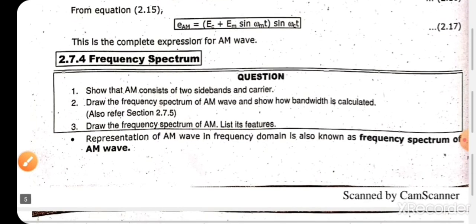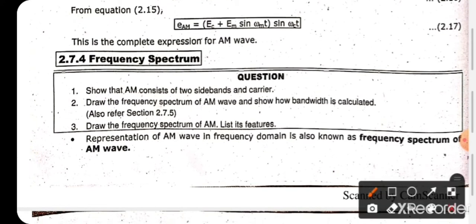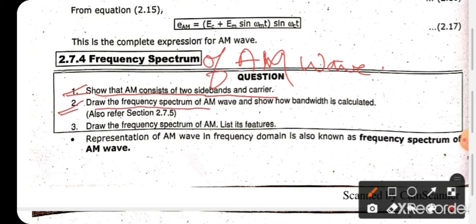Now come to the frequency spectrum of the amplitude modulated wave. In frequency spectrum, the question may be like this. First one is show that AM consists of two sidebands and a carrier. Second one is draw the frequency spectrum of AM wave and show how bandwidth is calculated. Third one is draw the frequency spectrum of amplitude modulated wave and list its features.